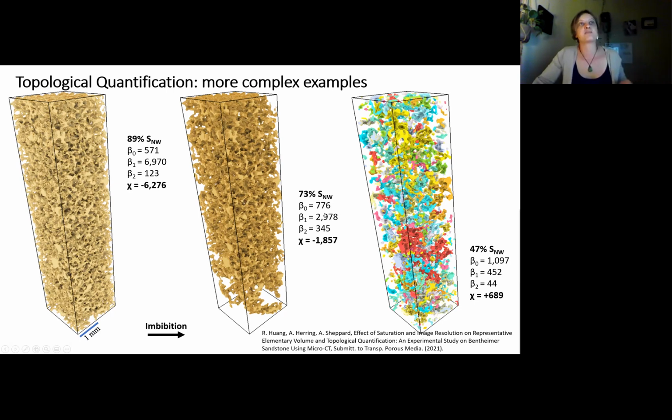And that's in contrast to the case over on the right, where we have a lot more disconnected components than we do loops, and we then have a positive Euler characteristic, indicating that the fluid phase here is dominantly disconnected.